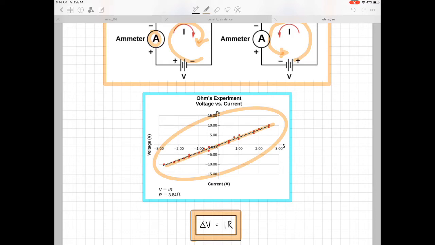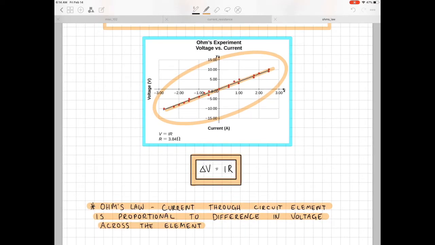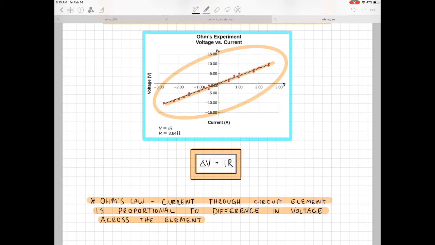And so this behavior, where the current is directly proportional to the voltage difference across the resistor, is known as Ohm's law, right? And so from the slope, you can immediately determine what the resistance value is of that element in the circuit, which in this case, if you actually determine the slope of this line, you end up getting a resistance of about 3.8 ohms. And so this is Ohm's law, that the current through a circuit element is proportional to the difference in voltage across the element.